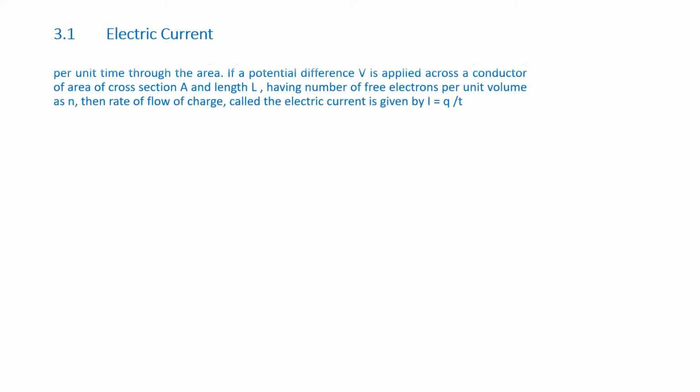Electric current. Current through a given area of conductor is the net charge passing per unit time through the area. If a potential difference V is applied across a conductor of area of cross section A and length L, having number of free electrons per unit volume as N, then flow of charge called electric current is given by I equals Q by T.